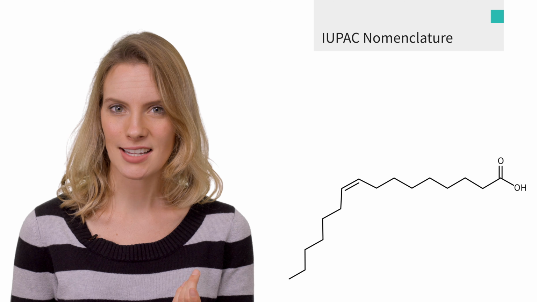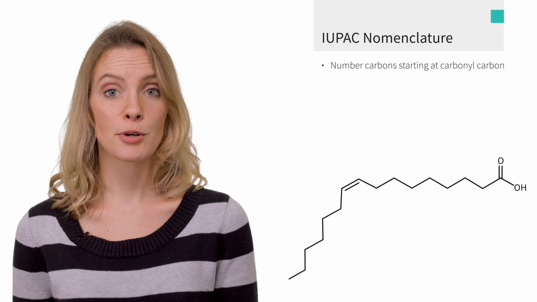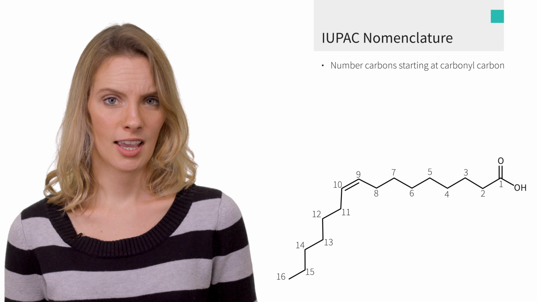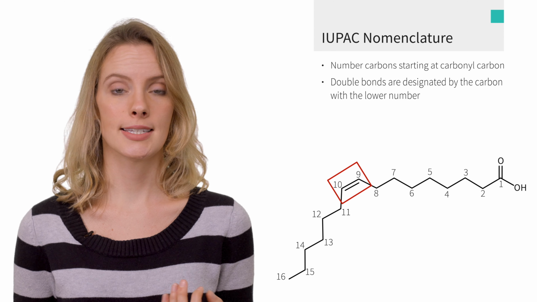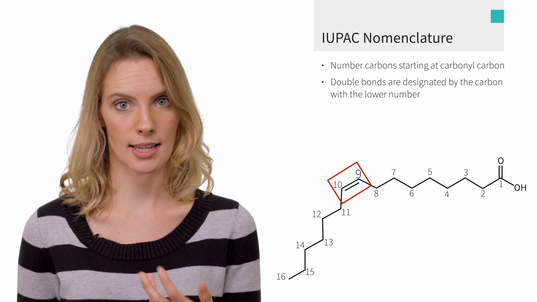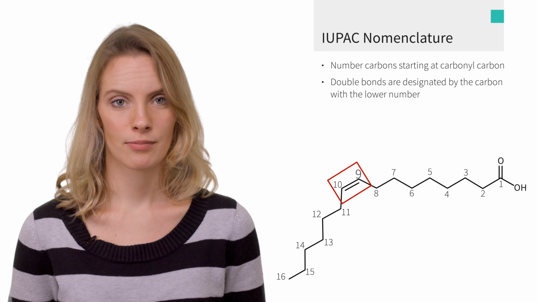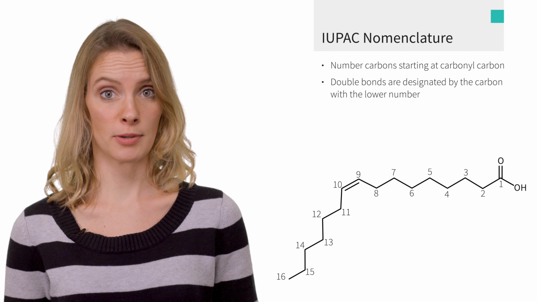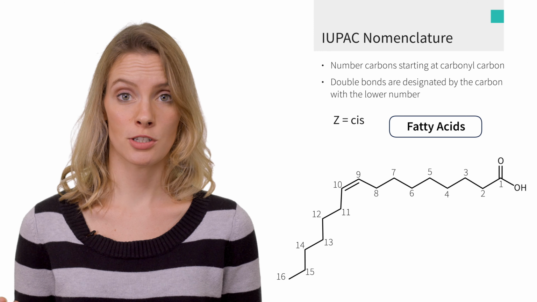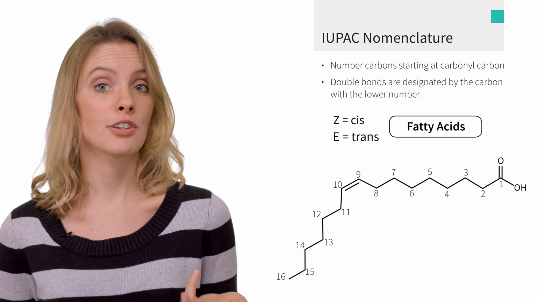First is IUPAC nomenclature, which you might recognize from organic chemistry. When naming a fatty acid, the IUPAC method numbers the carbons in its chain beginning at the carbonyl carbon. If the chain contains a double bond, it's designated with a number, the number of the lower numbered of the two carbons taking part in the double bond. This system also incorporates E/Z nomenclature, and for fatty acids, this is simple. Z corresponds to cis double bonds and E to trans.